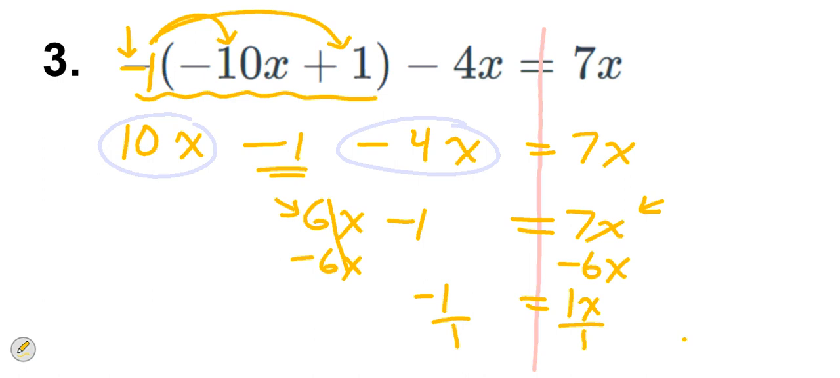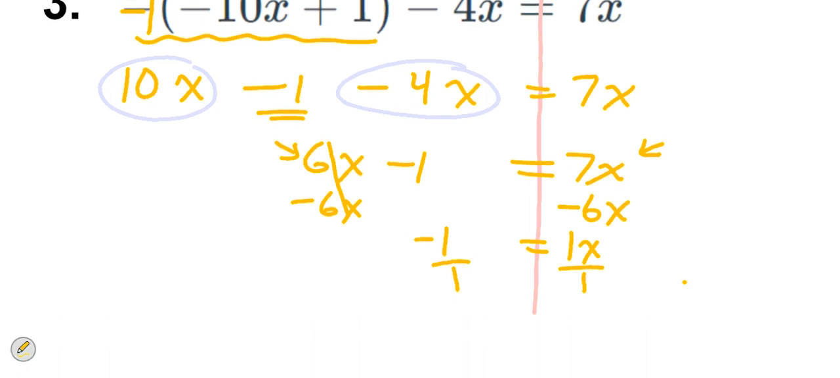Man, these problems are too long. I'm running out of room. All right. So I got x, because 1 and 1 cancel out. Negative 1 divided by 1 is just negative 1. And that's my answer. Yay!